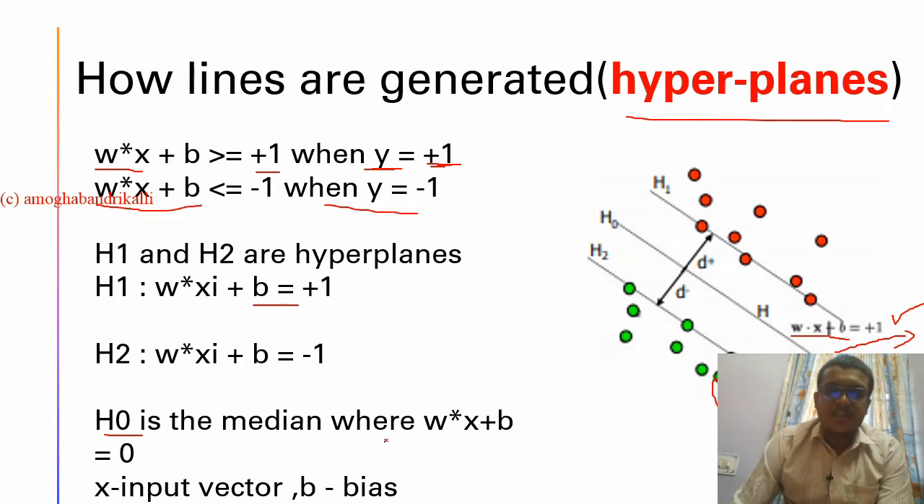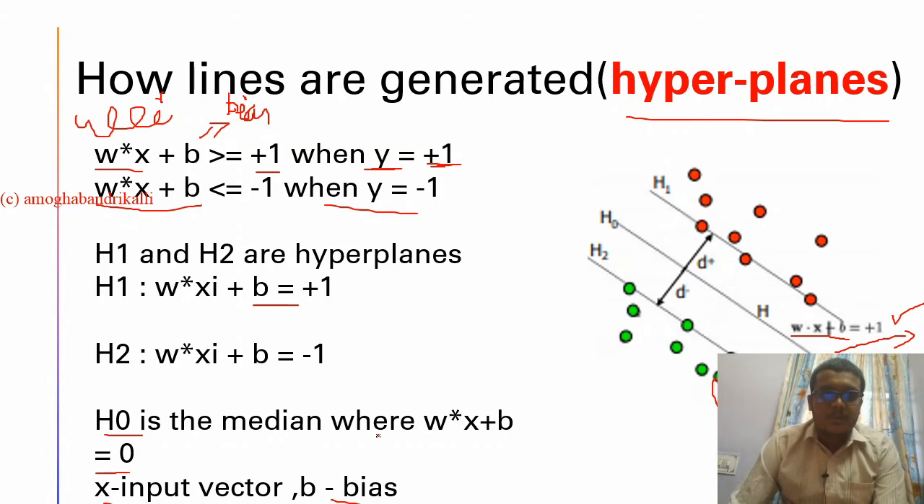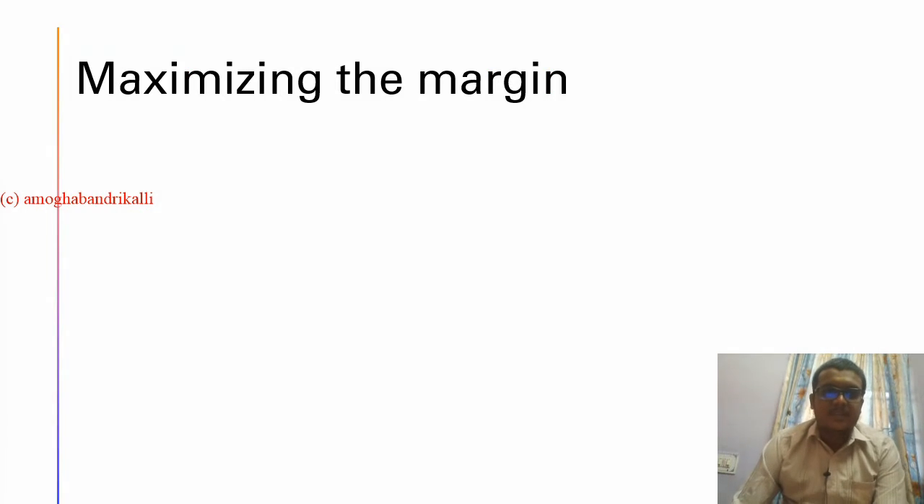H0 is the median where w into x plus b will be equal to 0, where x is an input vector, b is a bias, and w is a weight vector. So this is the weight vector w, and b means the bias value. The bias value will be given by the user, and it will always be a single value, like 1 or 0. So x is an input vector, b is a bias and w is a weight vector.